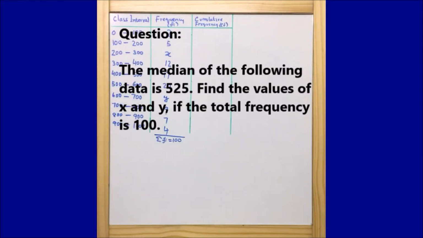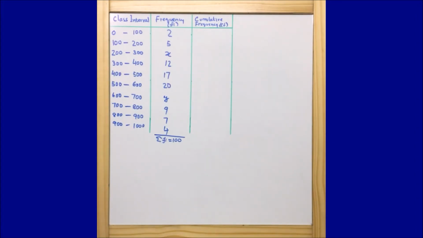The given question here is: the median of the following data is 525. Find the value of x and y if the total frequency is 100. They have given the class intervals starting from 0 to 100, 100 to 200, like this till 900 to 1000, and the frequencies given are 2, 5, x, 12, 17, 20, y, 9, 7, 4. So here there are two missing values, x and y, and we need to find out the values of x and y.